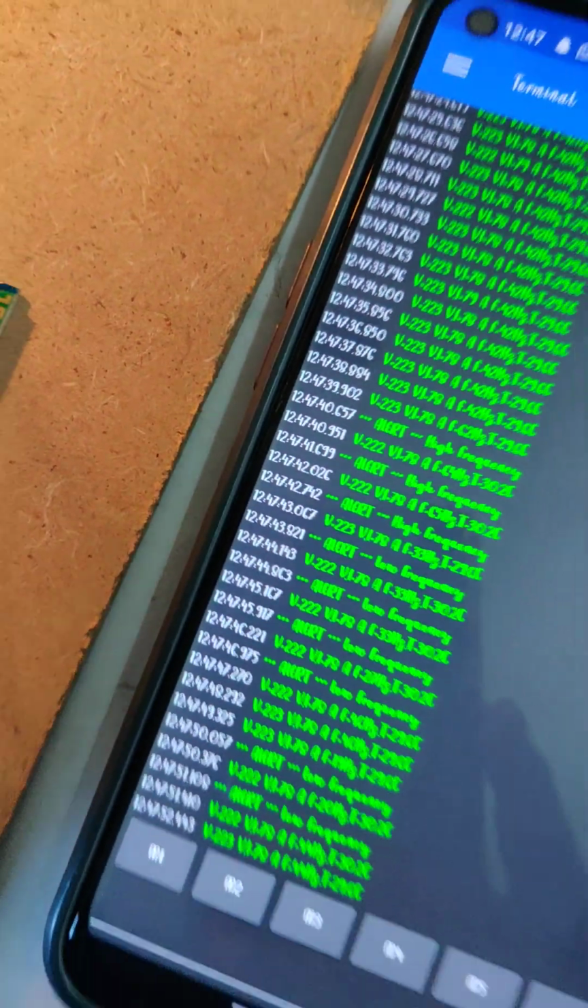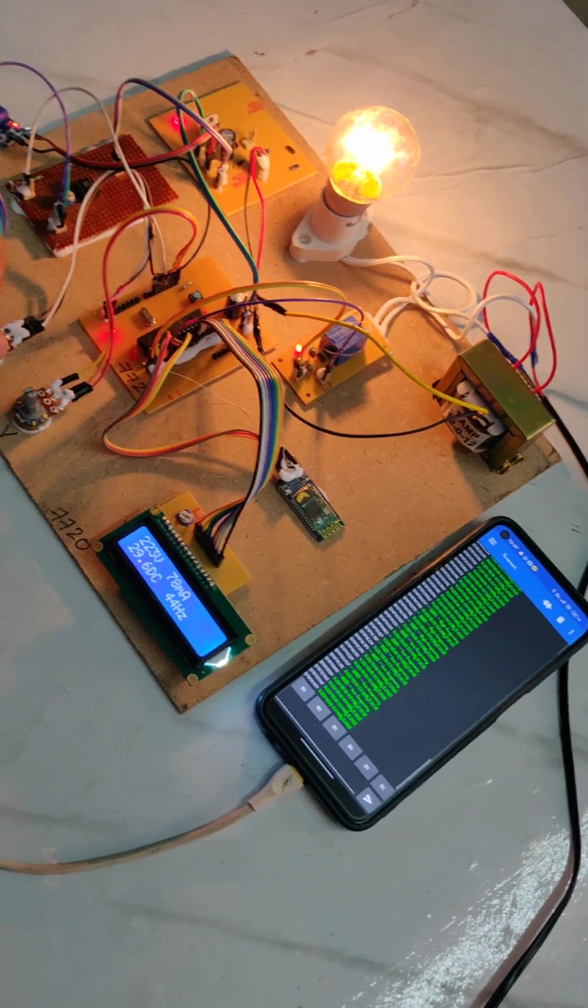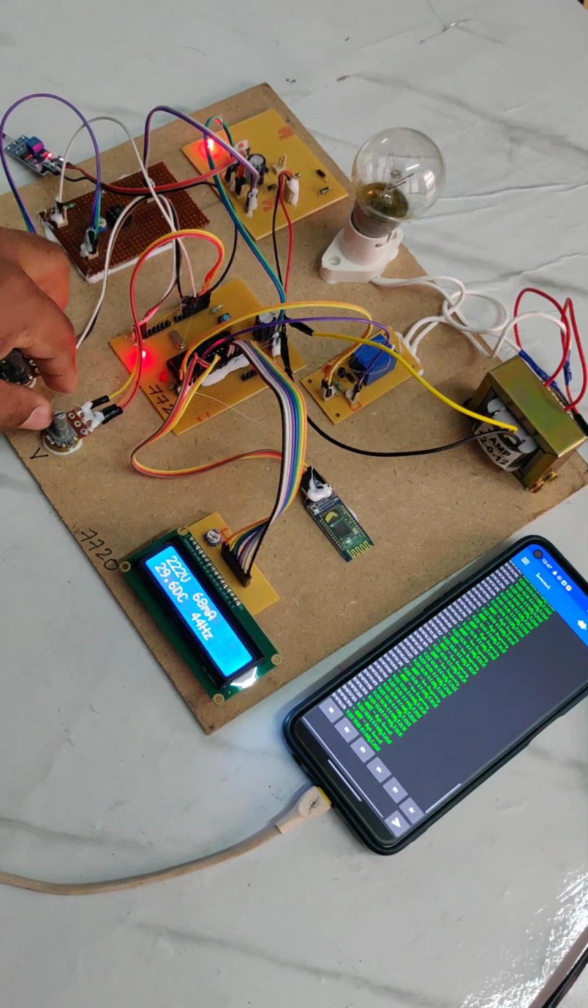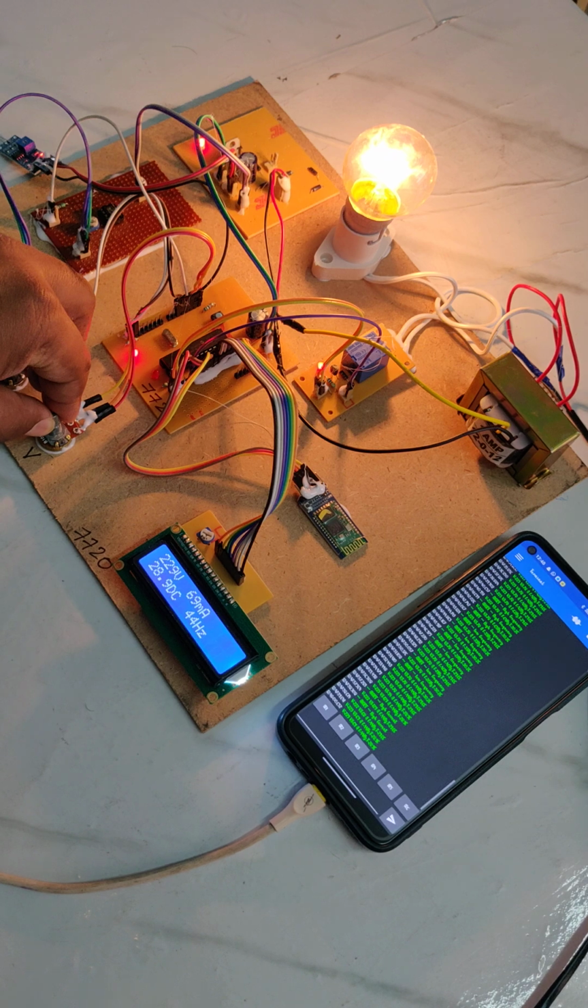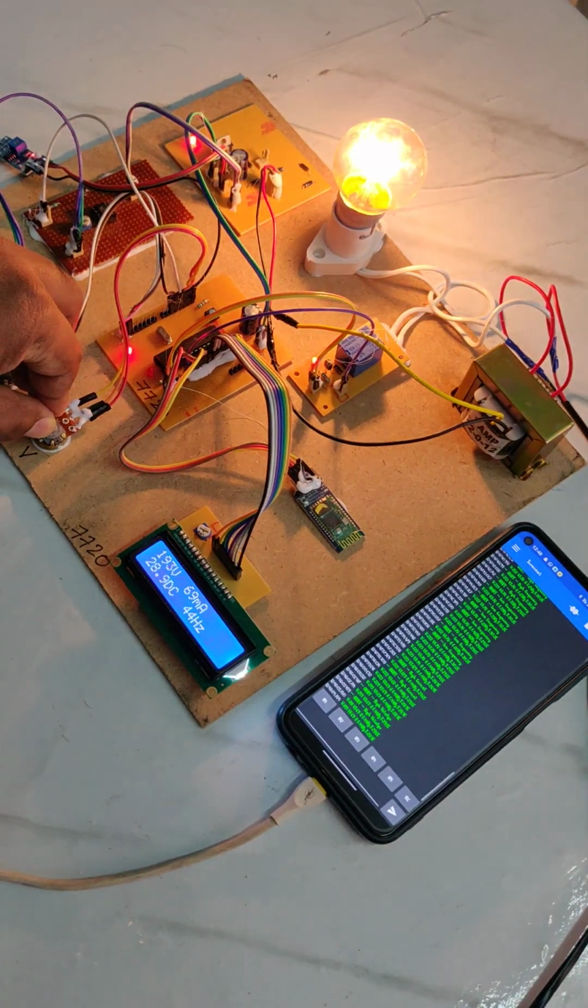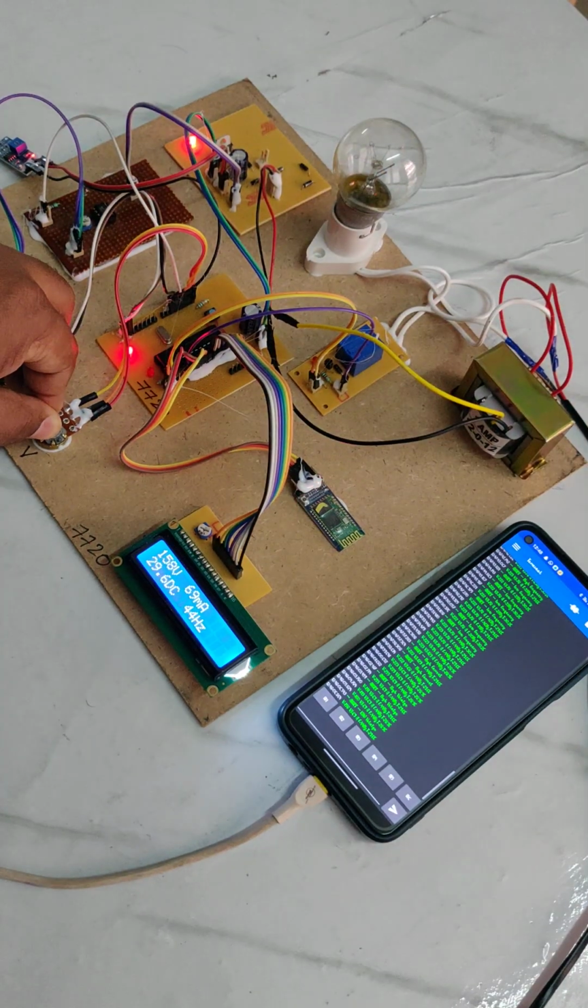Same messages, alert messages will be sent to the mobile phone. And current is a high current, and a normal, relay on, and a voltage above 240 or below 170 is a low voltage fault.